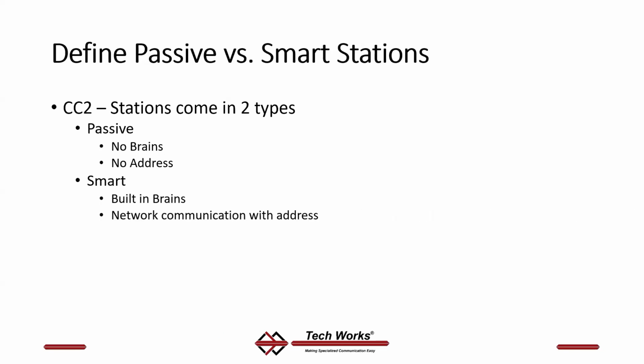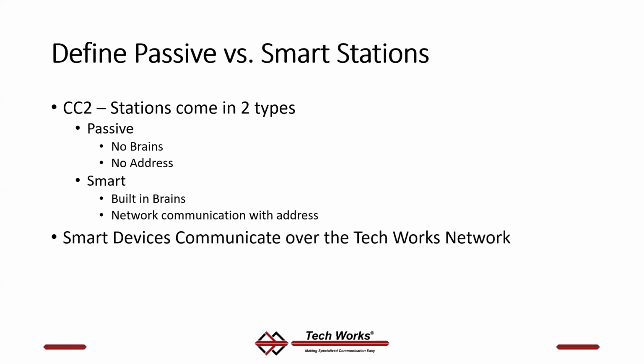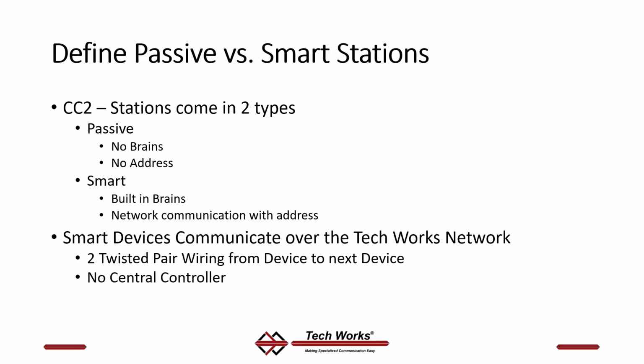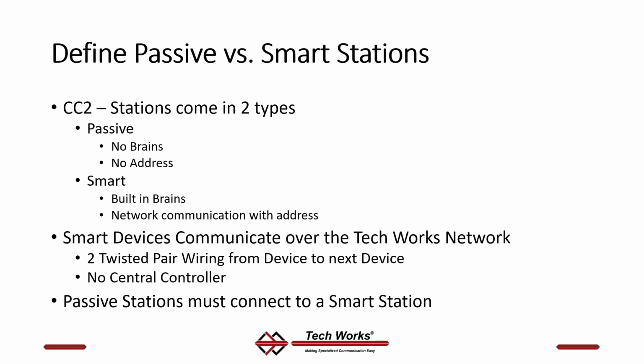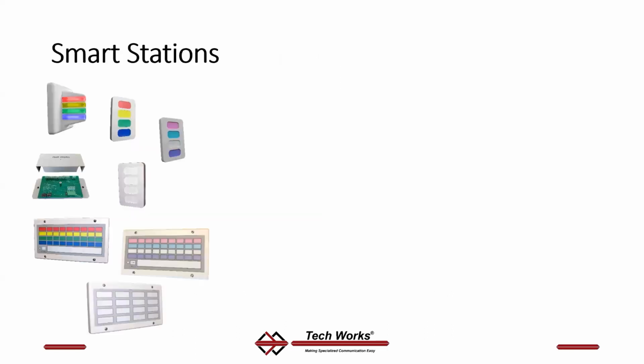They have a network address, so they can communicate over the TechWorks network. The TechWorks network is a 2 twisted pair wiring from device to the next device. It's a big loop, but it can be a T or an X or however that wire comes together. We don't care which way you run it. It doesn't have to be a loop, but it has to be 2 twisted pair. There is no central controller, and passive stations have to connect to a smart station to do anything. A passive station is nothing but a button and a light, typically.